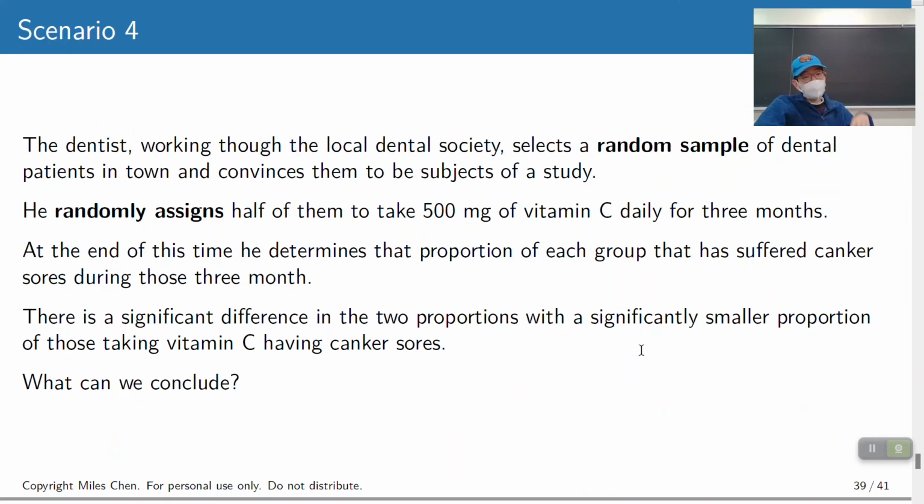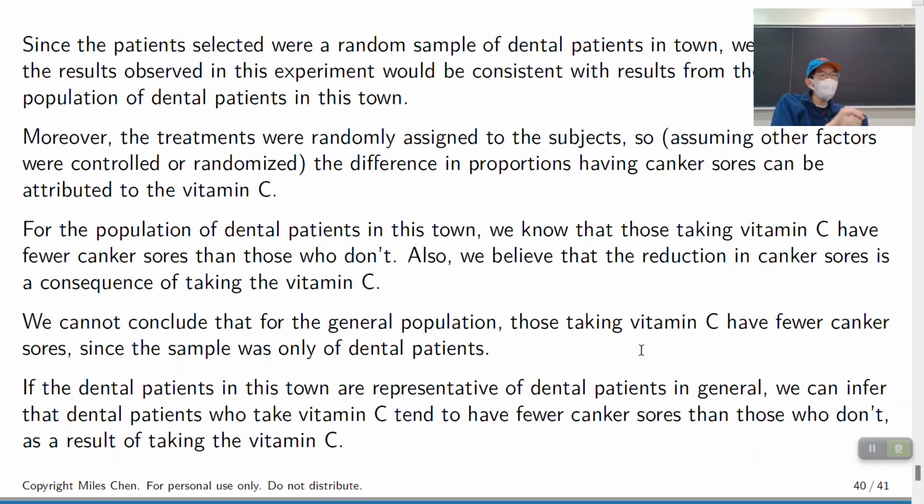Okay. Last example, we're going to have random sampling and random assignment. And if we have random sampling and random assignment, then we can generalize to a population because of random sampling. We can also draw a cause and effect conclusion because of random assignment. Okay? So that's what we have, right? If we can generalize to a bigger group, great.